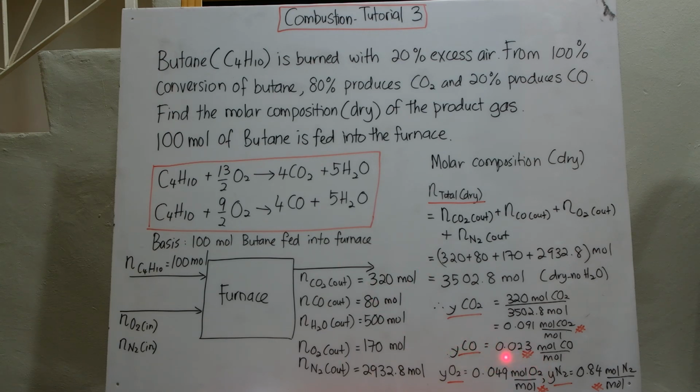As for CO, 0.023 mole CO per mole, or 2.3% CO. And then for O2, 4.9% O2, and finally we have 84% of N2, or in terms of fraction, 0.84 mole N2 per mole. This is how you write down the unit if you leave it in terms of mole fraction. Okay, this is how you find the molar composition of your product in terms of dry gas.